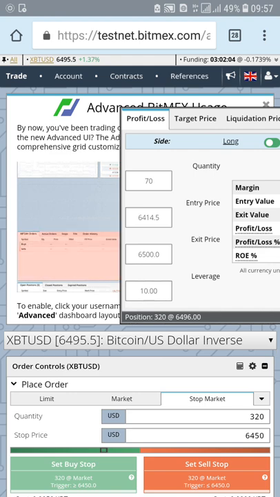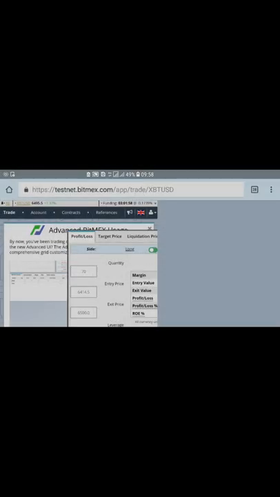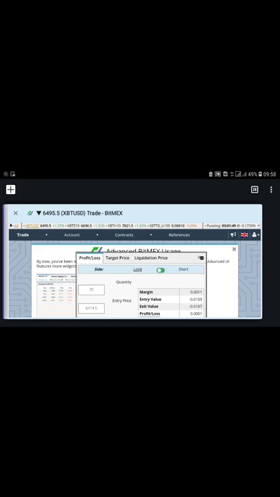Okay, this is how to use the Bitmex calculator. Bitmex calculator is always disturbing me on my phone, so I'm going to see how I'm going to work with it. Okay, so this is the Bitmex calculator.